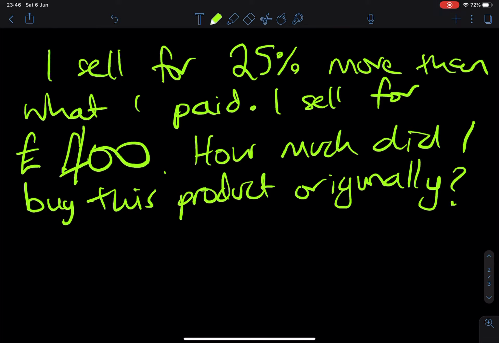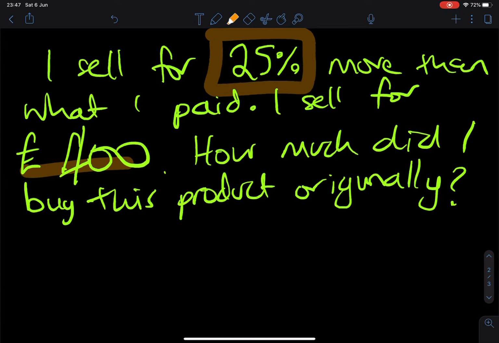Okay, so I sell for 25% more than what I paid. I sell it for £400. How much did I buy this product for originally? So again, how do I know that this is a reverse percentage question? Because it's not telling me that £400 is the original value. It's telling me that £400 is the value after I've increased it by 25%.